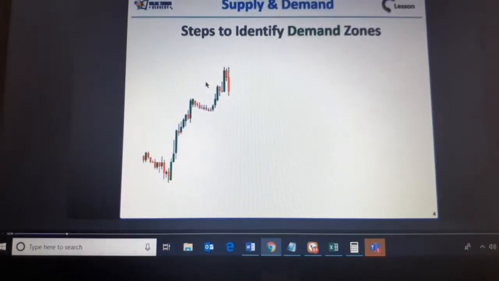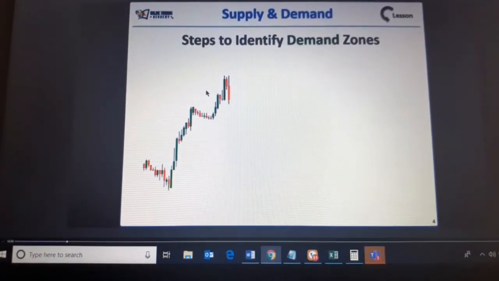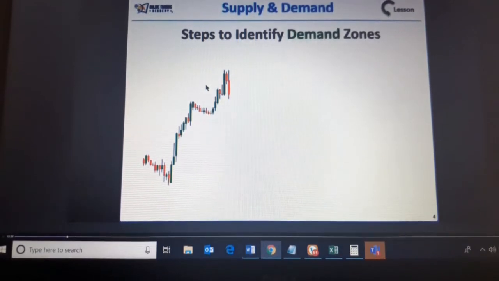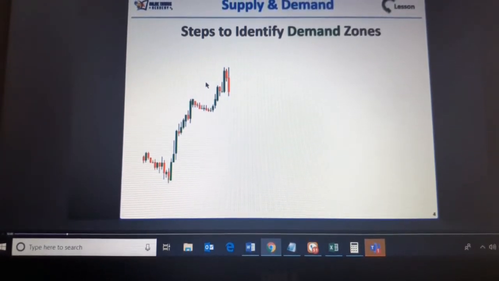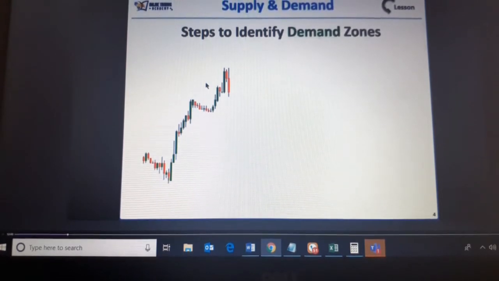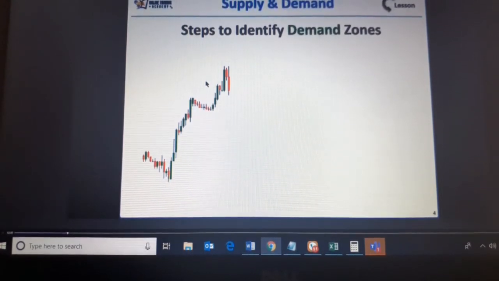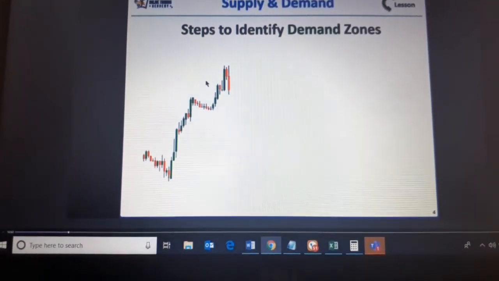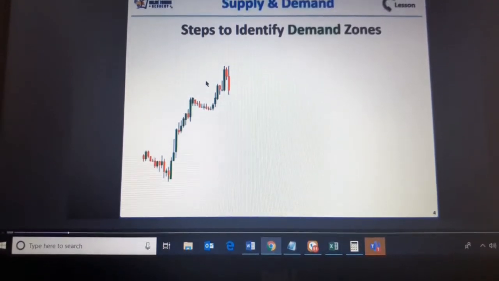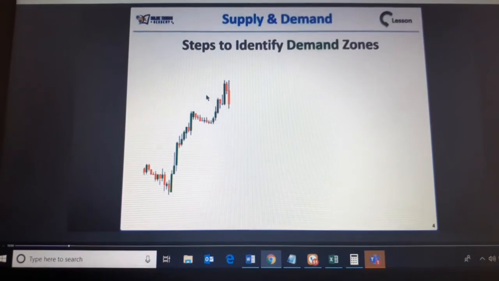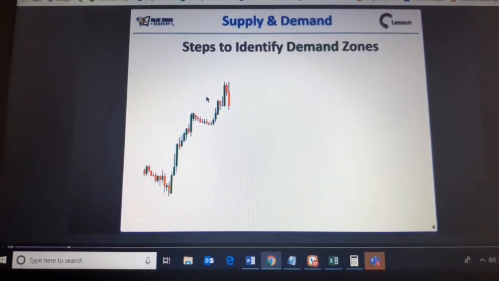So, steps to identify demand zones. See, my simple answer, Ashu, is you have to go left unless and until you get a demand zone, or you have to go left on the upper side unless and until you get a supply zone. Whether it's 45 days behind, 90 days behind, or more than 90, you have to go and get it. Simple. If you don't get it, then we will see.